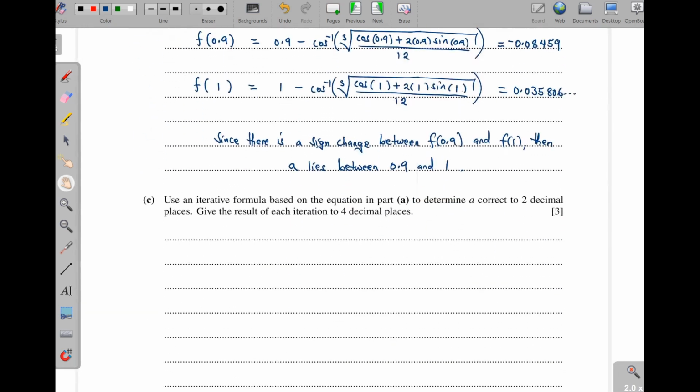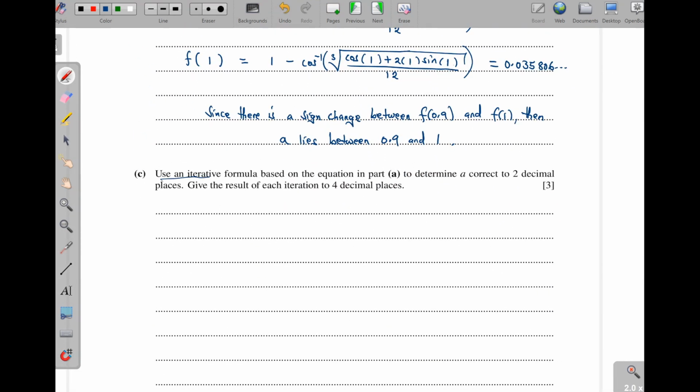Then next part, C: use an iterative formula based on the equation in part A to determine A, correct to 2 decimal places, give the result of each iteration to 4 decimal places. Since we are not given the initial approximation, I can use the average of these two, because if 0.9 is here and 1 is here and the root is in between the two, it is better to get the average of the two and then you start from there, not so?